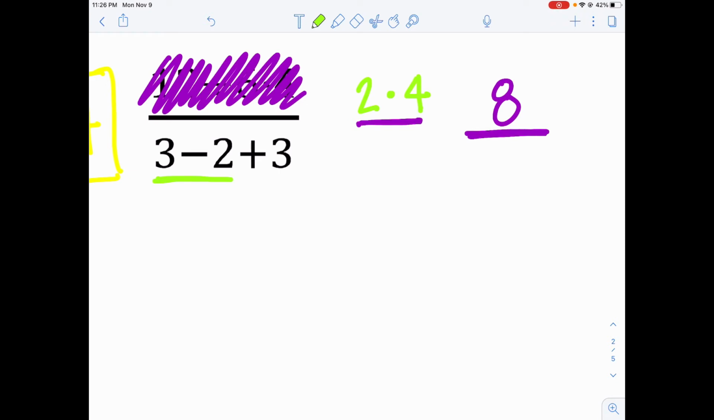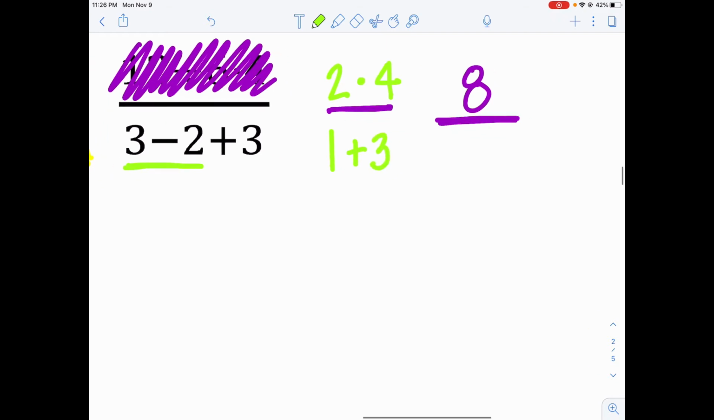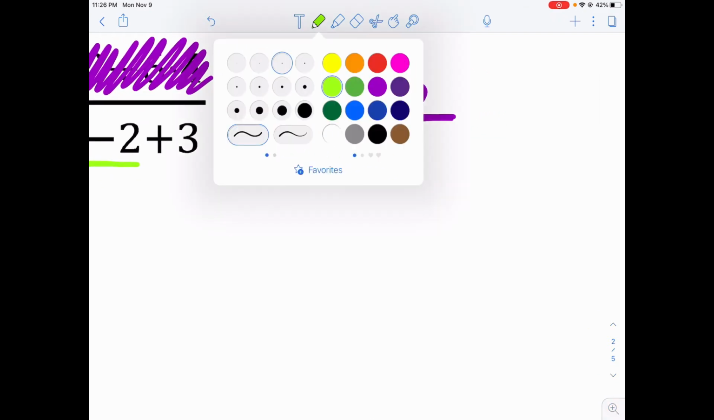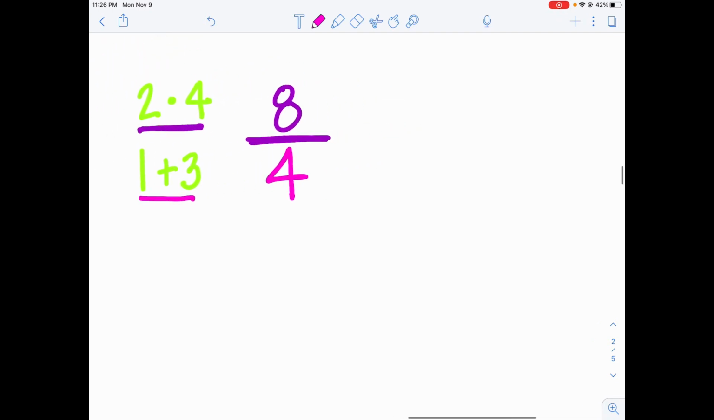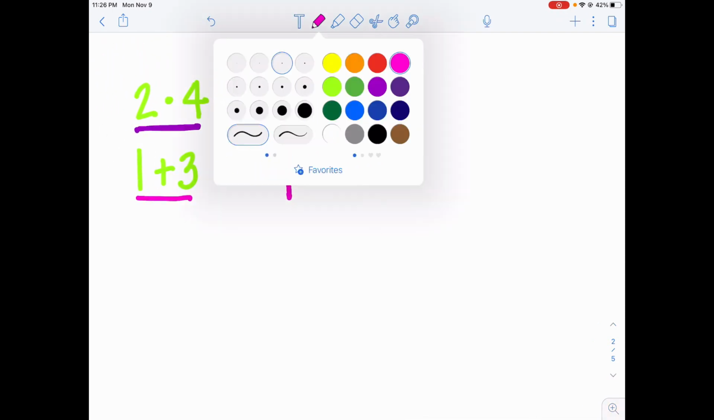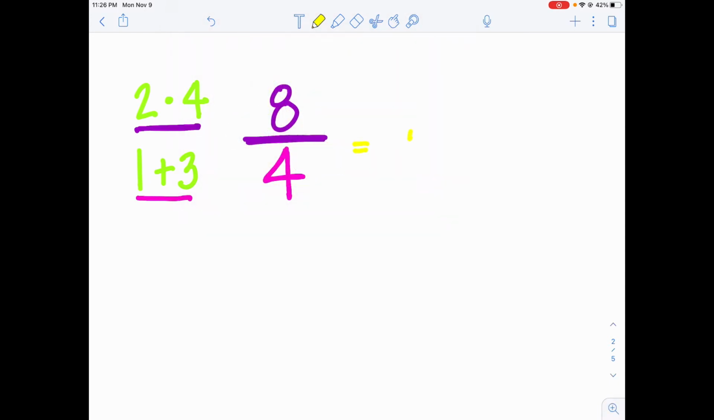3 minus 2 is 1, so I'm going to write 1 off to the side. I'm going to bring over everything I have not used, which is a plus and a 3. Continuing to simplify, 1 plus 3 is 4. Fully simplified, it is the denominator of this fraction. And now I can do the division. 8 divided by 4 equals 2. If you did not get a whole number, either positive or negative, so an integer, and some of you may have gotten a fraction, that means you did not do your order of operations correctly.